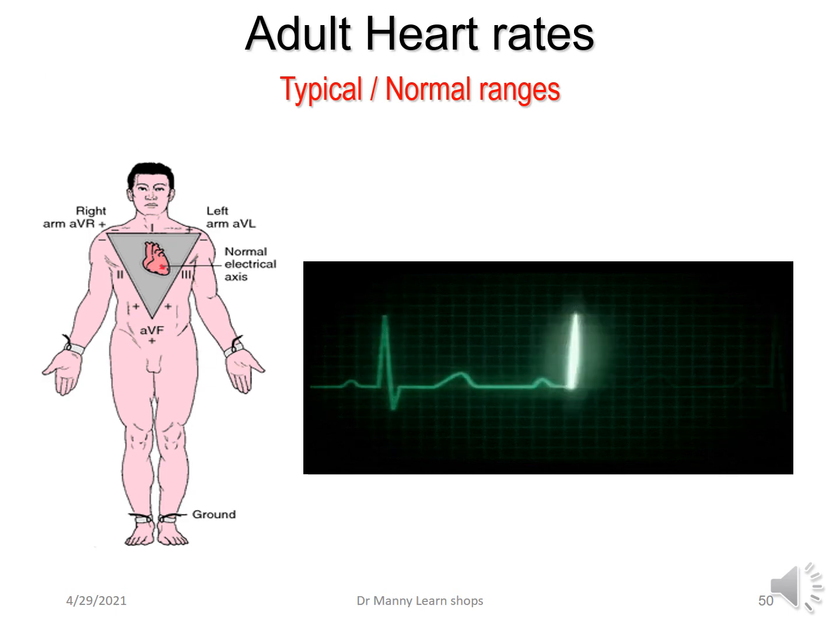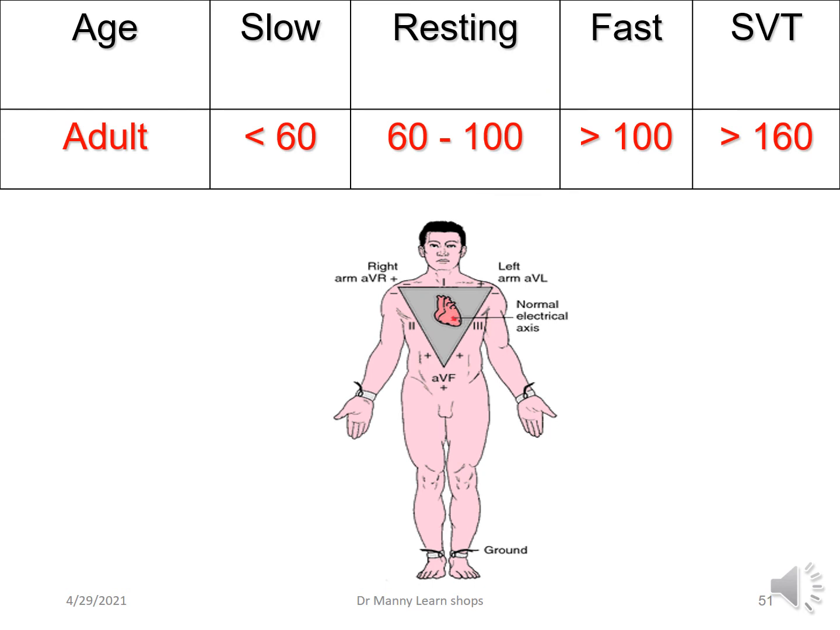What are the normal heart rates for a typical adult? Well, resting 60 to 100 beats per minute, as we said, SA node. Anything less than 60 is considered a bradycardia or slow. Anything faster than 100 is a tachycardia or fast. Anything faster than 160 is considered to be, possibly, not always, a supraventricular tachycardia.